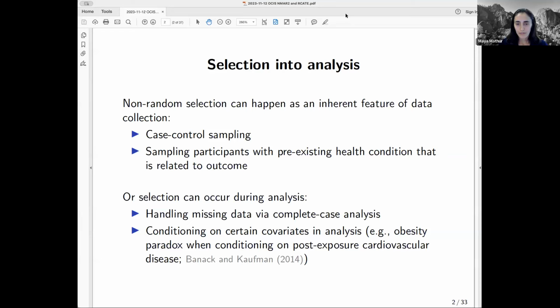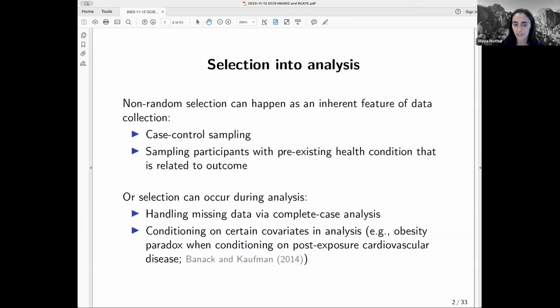So I'm going to be talking about bias that arises from selecting certain observations into analysis. And this could happen for a number of different reasons. It could be an inherent feature of the way we collect data. So for instance, if we do case control sampling, we are choosing individuals based on their outcome. Alternatively, maybe we sample participants who have some pre-existing health condition that's related to the outcome.